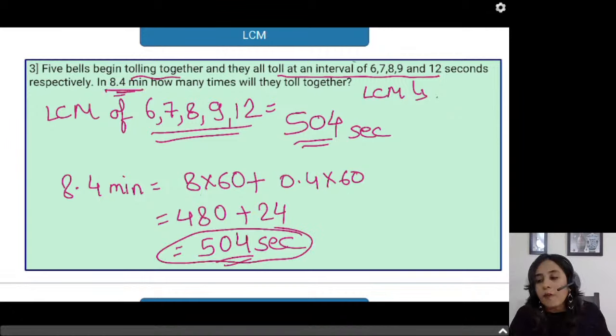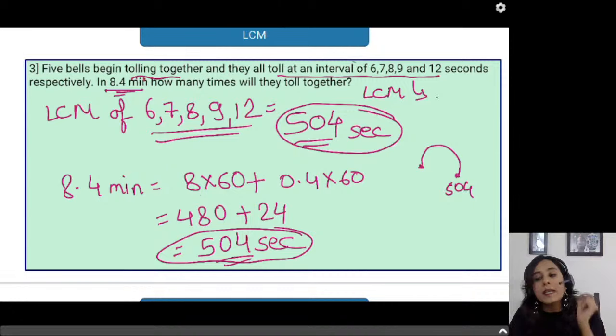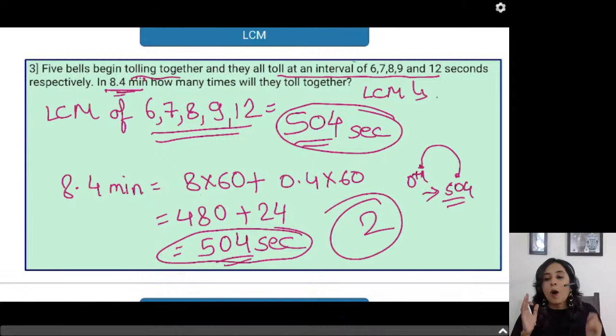So we have already got the LCM as 504 seconds. So in 504 seconds, all the five bells are going to toll together. But guys, remember that the five bells have already begun tolling together. The question says that they are all tolling together at the 0th second. So they all started together at the 0th second, and again they are tolling together at 504 seconds. So the correct answer here is 2. They will toll together two times in 504 seconds.